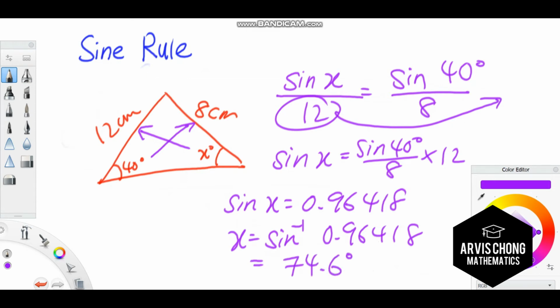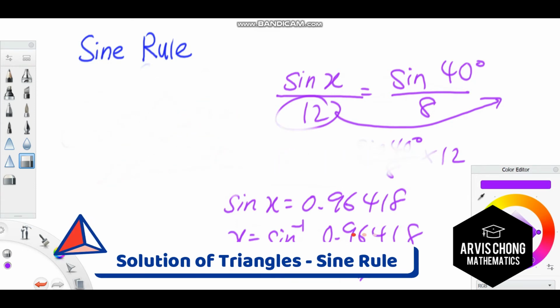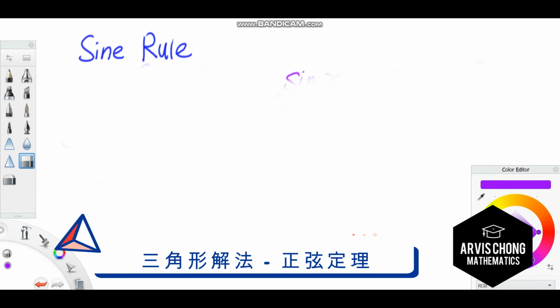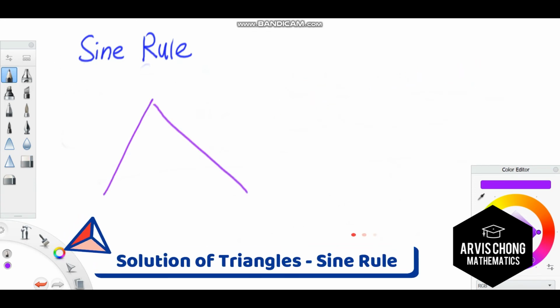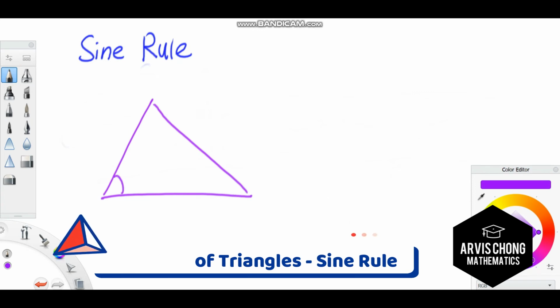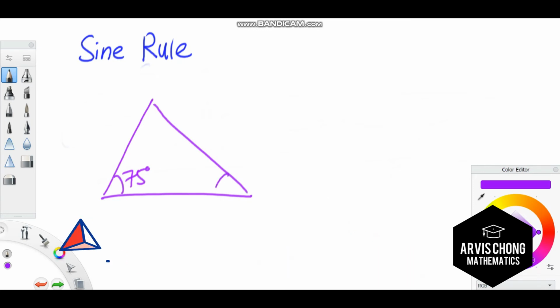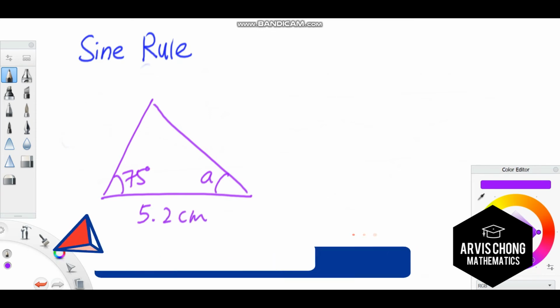Alright, so next, question number 4 and the last question of today's lesson. So what if we have this kind of question here? Let's say we have this triangle. Here is 75 degrees. Here is B. No, B is not given. Let's say, for example, here is A, and here is 5.2 cm. And lastly, here is 6.2 cm.